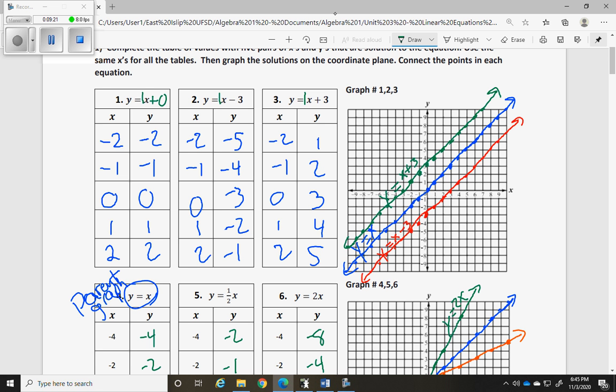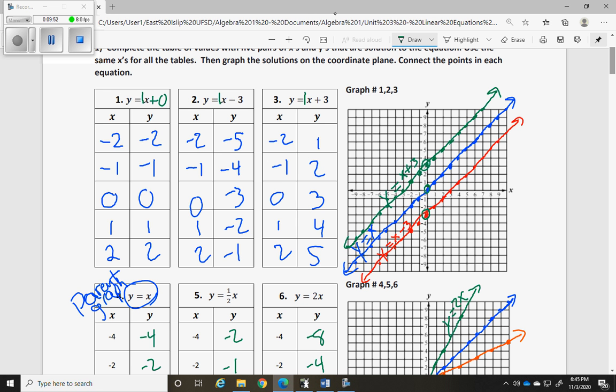y equals x plus 0 happens to cross the y-axis at 0. y equals x minus 3 happens to cross the y-axis at -3. And y equals x plus 3 happens to cross the y-axis at 3. So just by the look of the equation, I actually know that the slope is going to be 1, and that the place where it crosses the y-axis happens to be that number at the end.